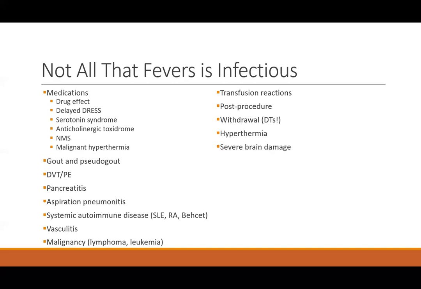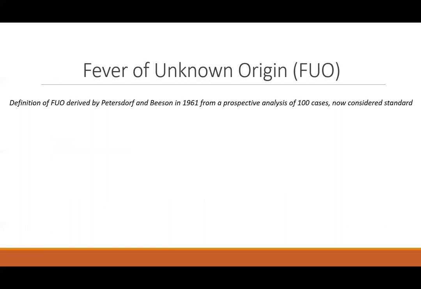Hyperthermia or exposure, severe brain damage, if you knock out the hypothalamus, people can get quite febrile. Same with spinal cord injury and autonomic dysfunction. Hyperthyroidism with thyrotoxicosis, adrenal insufficiency, and then fever of unknown origin. I wanted to include one slide on fever of unknown origin because I think it's a really fun diagnosis.